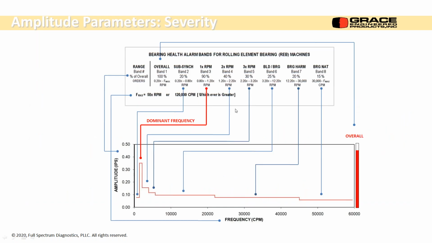Way to go. This is the severity chart, the amplitude parameter severity, bearing health for rolling element bearing machines. Oh man, I didn't get through nearly as much as I wanted to today.